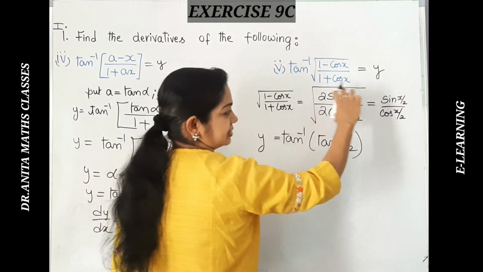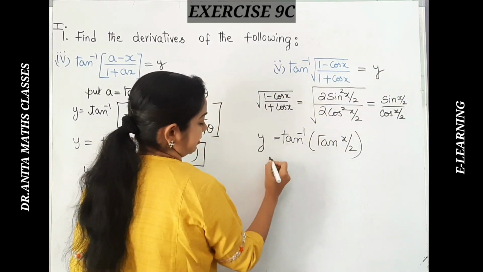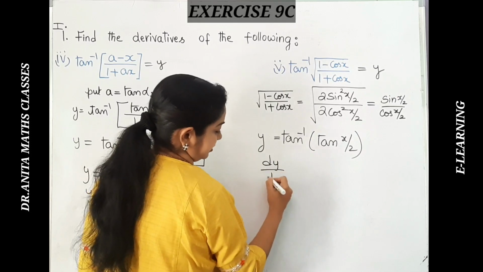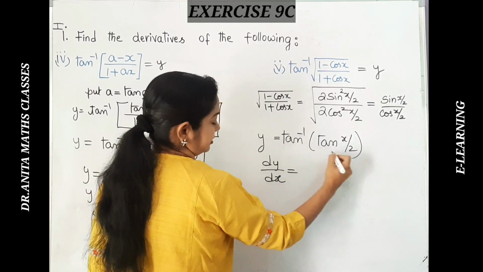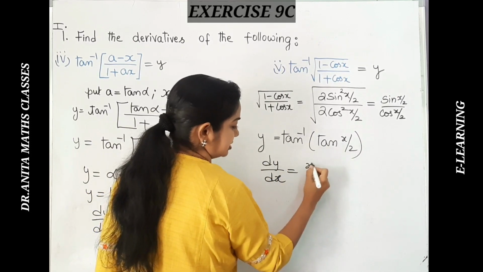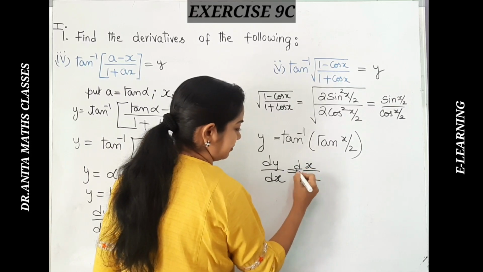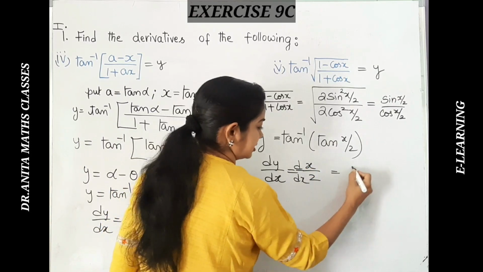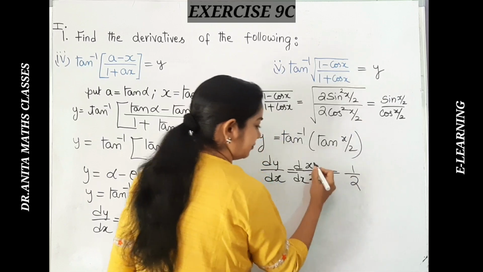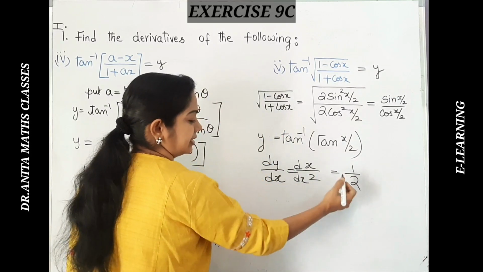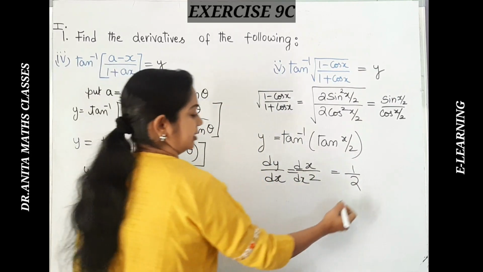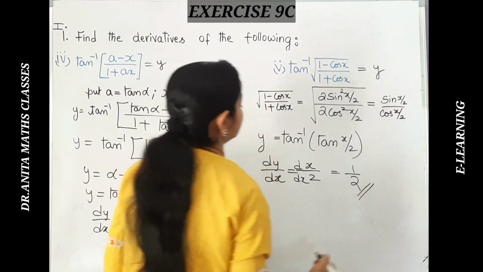So let us simplify this. Okay, then we will differentiate it. The derivative of this tan inverse of x by 2, we have to find d by dx. So that is simply half: 1 by 2 comes out, dx by dx is just 1. So the final derivative is this.